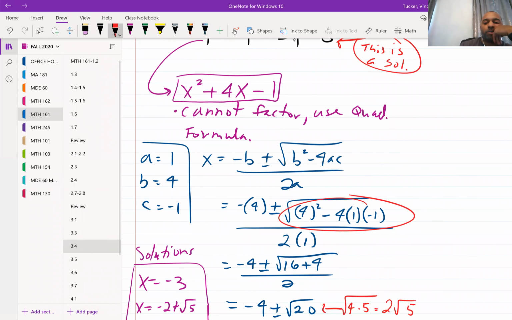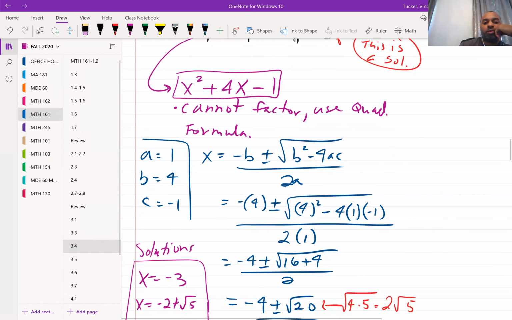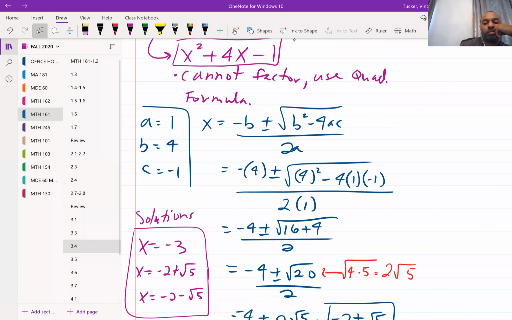Simplify what's under the radical. 16 plus 4 would be 20. That square root of 20 can be broken up to 4 times 5, taking the square root of 4. Here's 2. So that's why we have 2 square root of 5.